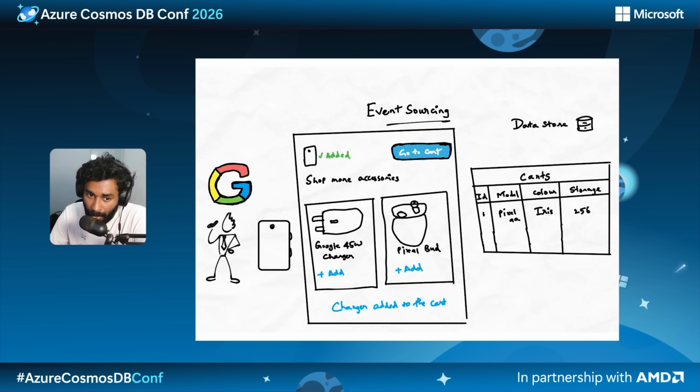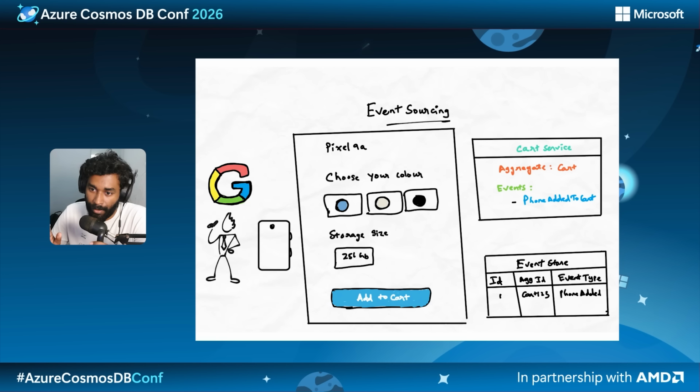Now let's take a look at the same scenario using event sourcing. Again, I go to the Google Store, choose Pixel 9a, select the color, select the storage, and add the item to the cart. Instead of updating a table, the system records an event. Phone added to the cart would be the event, along with the metadata about the product.